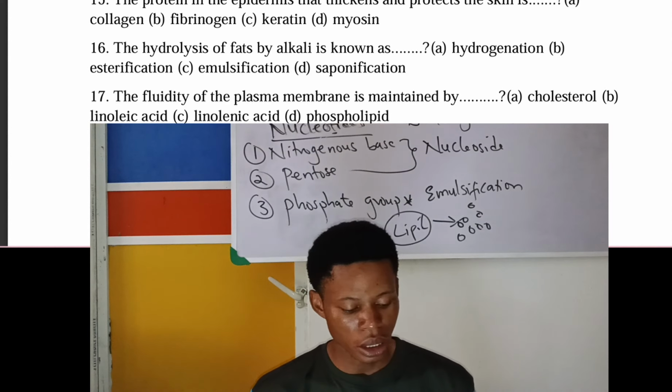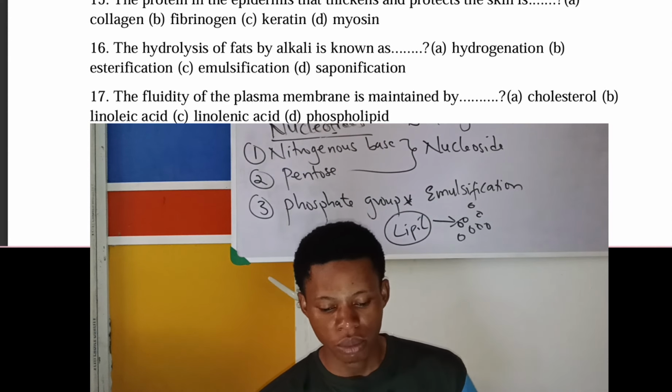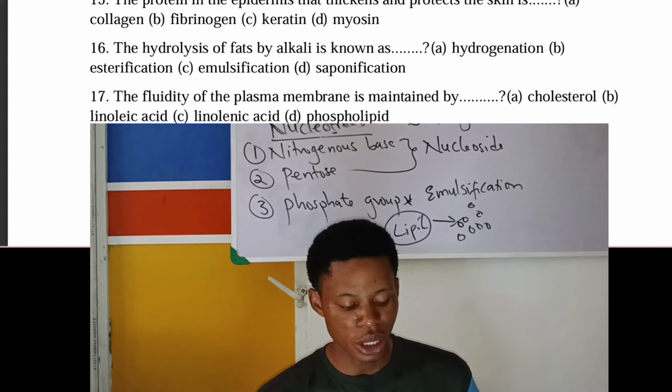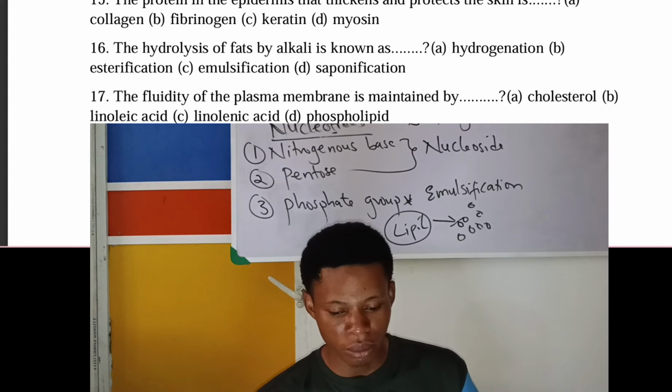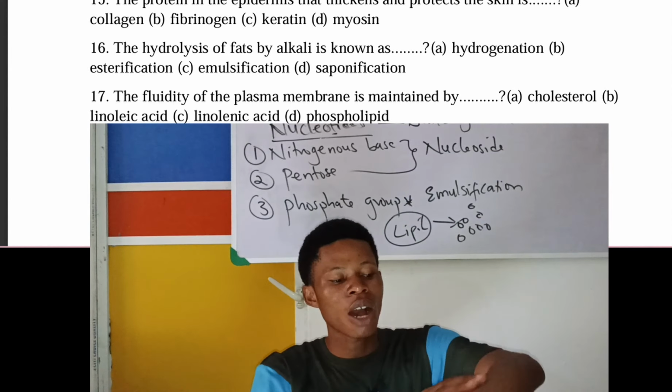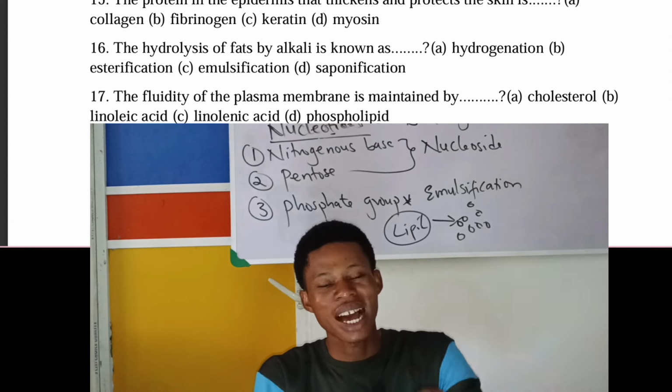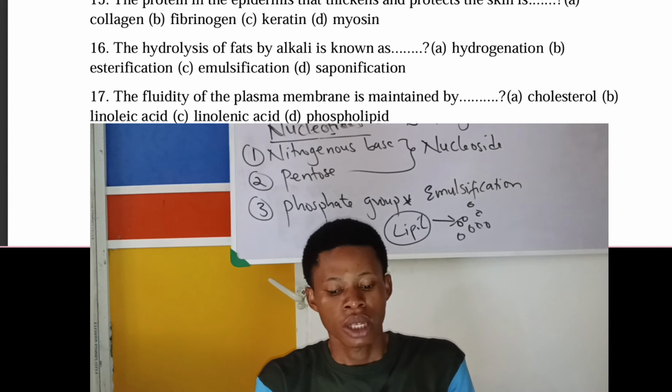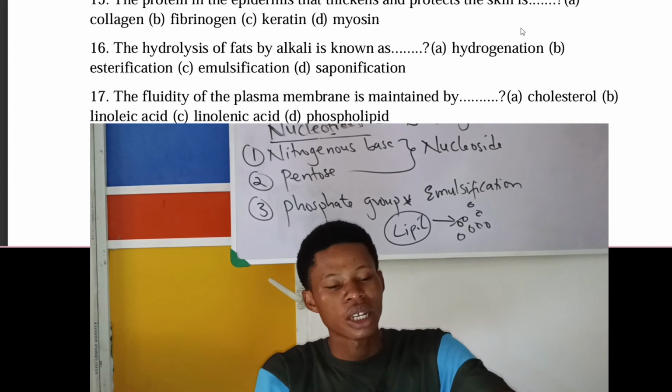All right, that being said, the next question is number 15. The protein in the epidermis that thickens and protects the skin is called dash. Now you agree with me that the skin has two layers. The outer part is called the epidermis and the inner part is called the dermis. Now there is a protein on this skin.